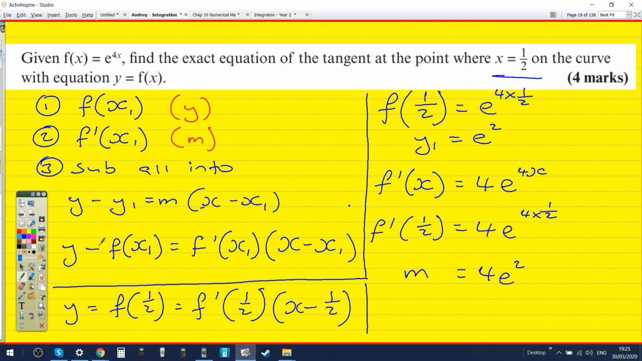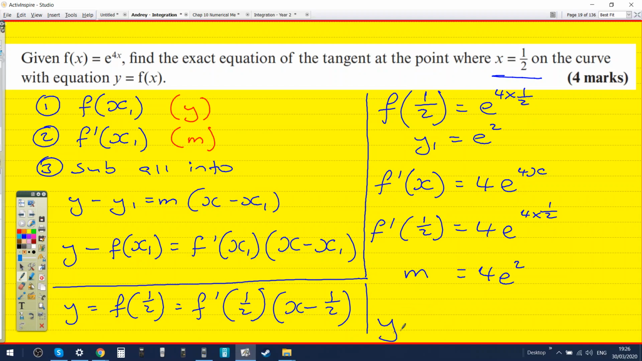All you're doing is the equation of a straight line. So instead of y equals mx plus c, we're just writing it this way: y minus y1 equals m(x minus x1), and that's so you don't have to find c. You stick the y coordinate there, the gradient there, and the x coordinate there. And so what was the y when you subbed in the x to the f of x? It was e squared. Yeah, so it's y minus e squared.